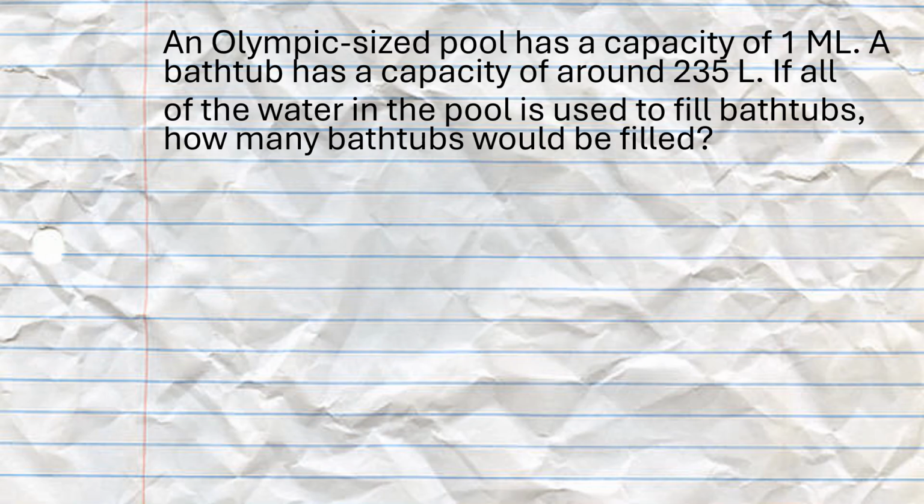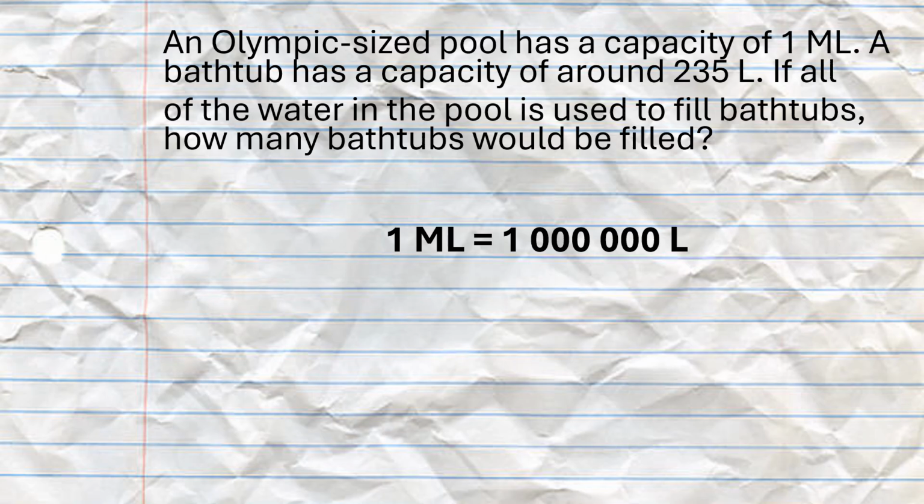An Olympic-sized pool has a capacity of 1 megaliter. A bathtub has a capacity of around 235 liters. If all of the water in the pool is used to fill bathtubs, how many bathtubs would be filled? Since the Olympic-sized pool has a capacity measured in megaliters, while the volume of the bathtub is measured in liters, we convert from megaliters to liters. So that is, for every 1 megaliter, there is 1 million liters.